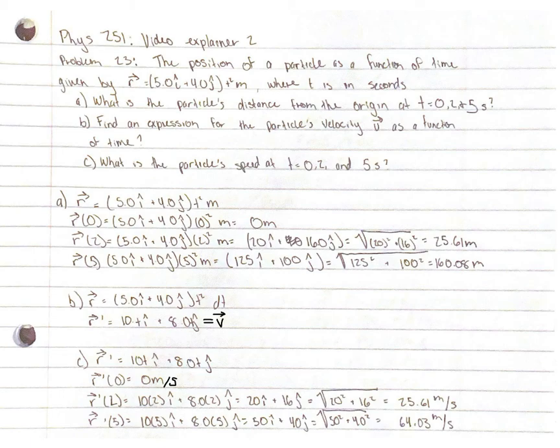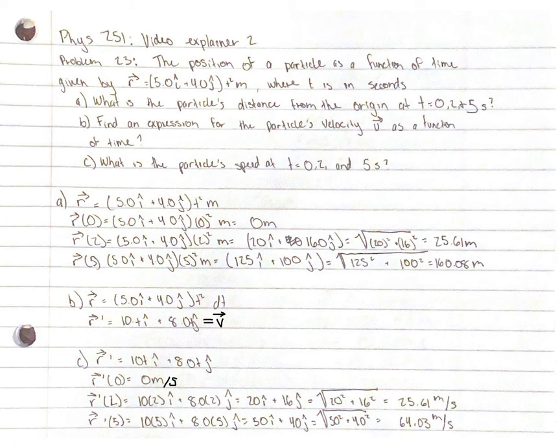For part A, we must solve for the particle's distance from the origin at times t equals 0, 2, and 5 seconds. For part B, we have to find an expression for the particle's velocity as a function of time. And finally, for part C, we will be solving for the particle's speed at times t equals 0, 2, and 5 seconds.